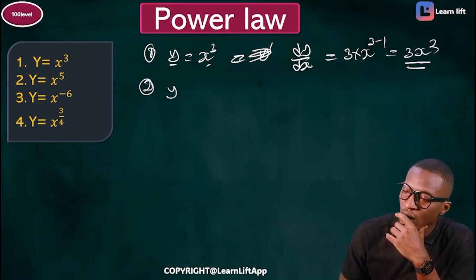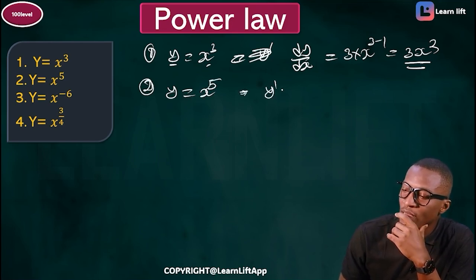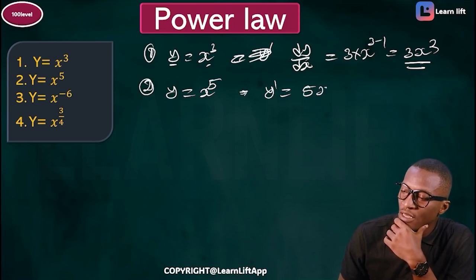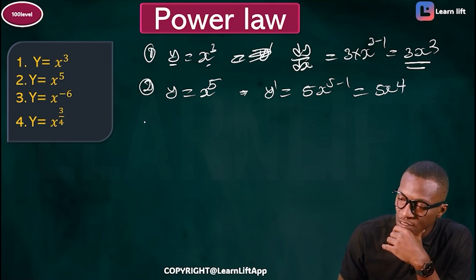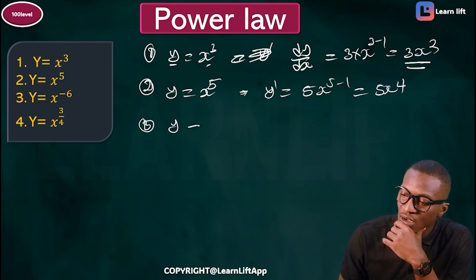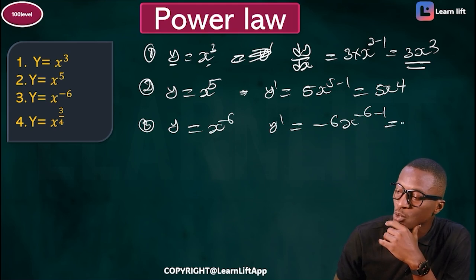Number 2, if we have y is equal to x raised to power 5, so we can say that y prime is equal to 5x raised to power 5 minus 1, which is equal to 5x raised to power 4. Let's see number 3. We have y is equal to x raised to power minus 6. Y prime will be equal to minus 6x raised to power minus 6 minus 1, which is equal to minus 6x raised to power minus 7.